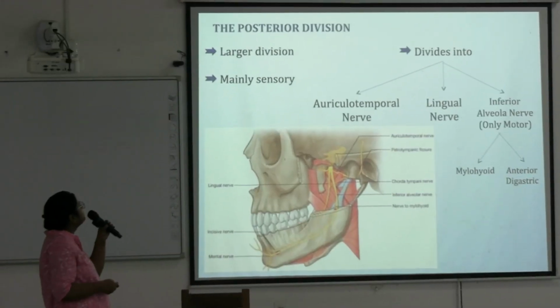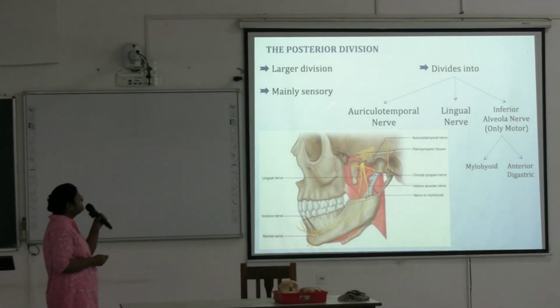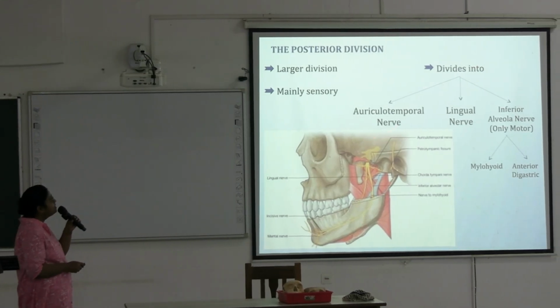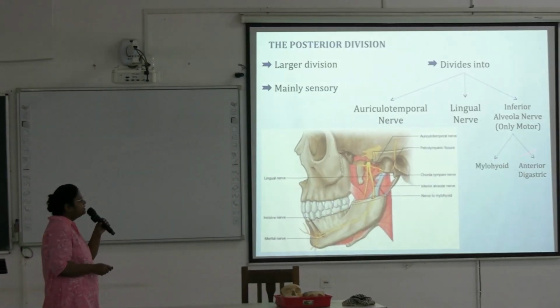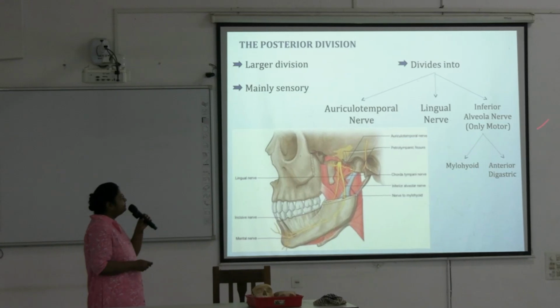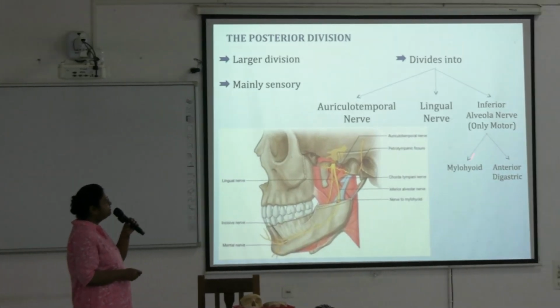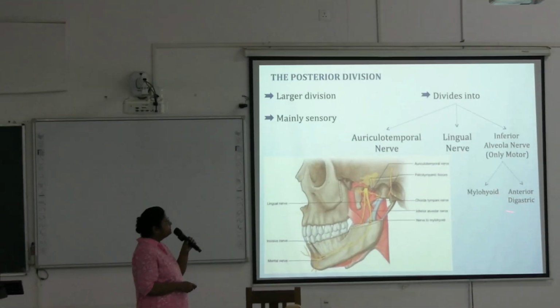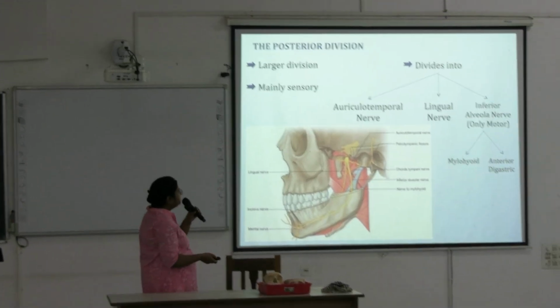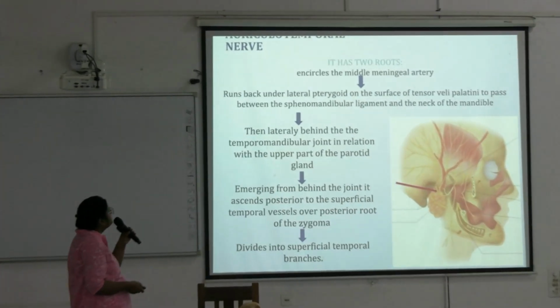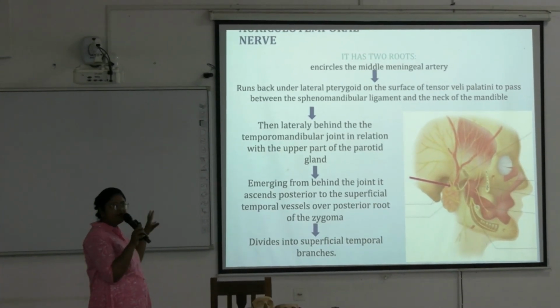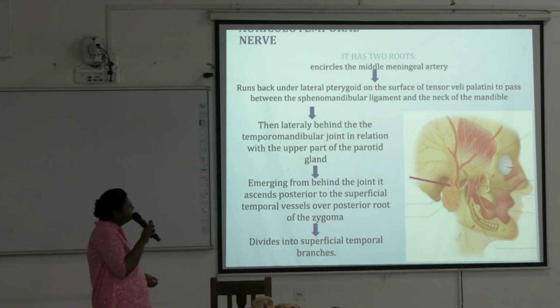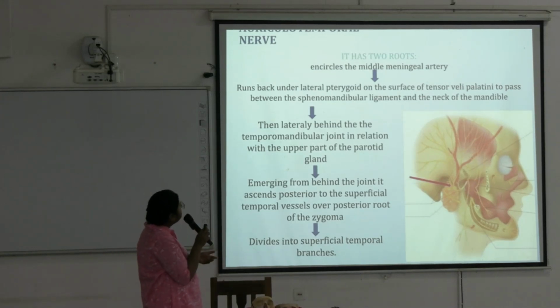Next, the posterior division, the larger division, mainly sensory, divides into the auriculotemporal, lingual and inferior alveolar nerve. The inferior alveolar is again divided, supplying the mylohyoid and anterior digastric. Okay, so these branches are important.